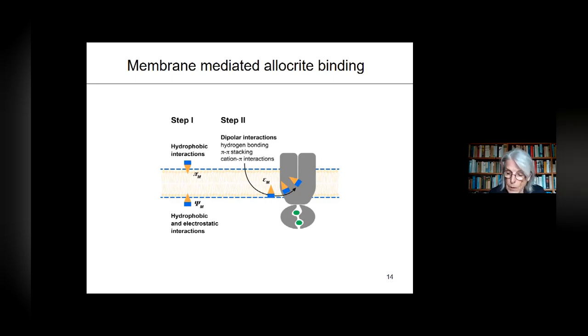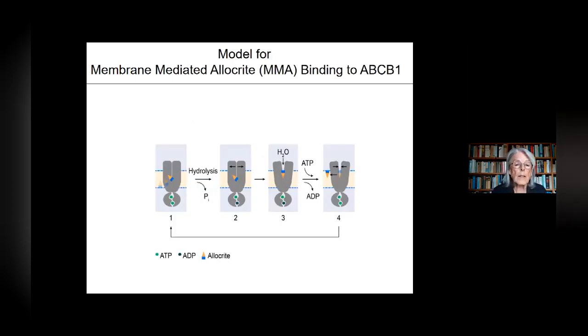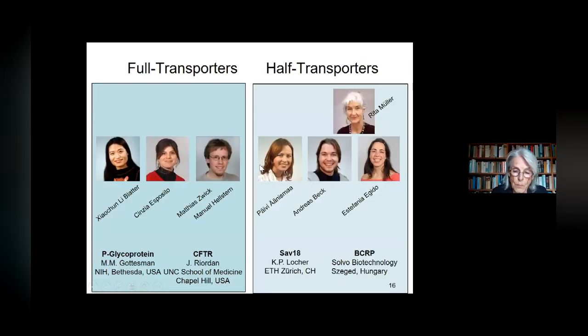So this is the next slide. We have this first binding step here. This induces ATP hydrolysis. We have phosphate release. The molecule sitting here, this means just that we have this binding process.